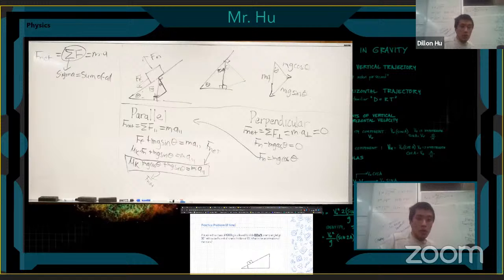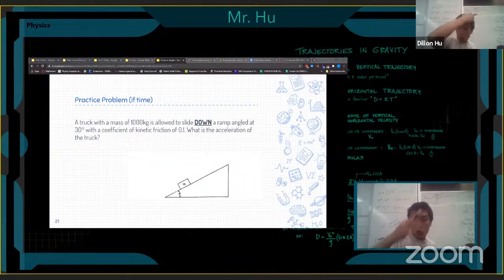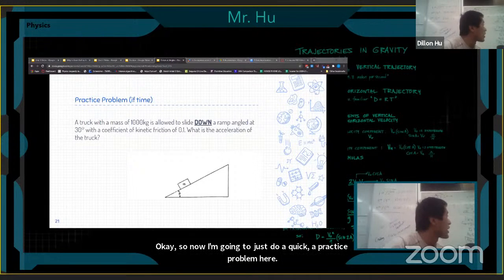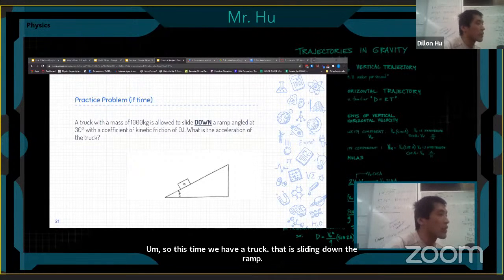Okay, so now I'm going to do a practice problem here. This time we have a truck that is sliding down the ramp. We have a truck of mass 1,000 that is allowed to slide down a ramp angled at 30 degrees with a coefficient of kinetic friction of 0.1. Let's figure out what is the acceleration of the truck.